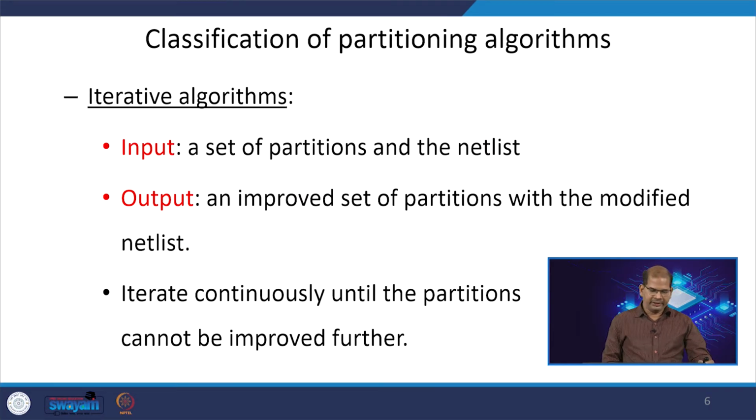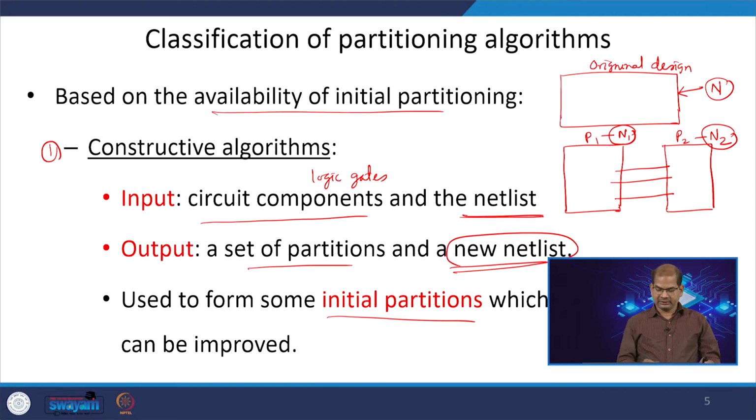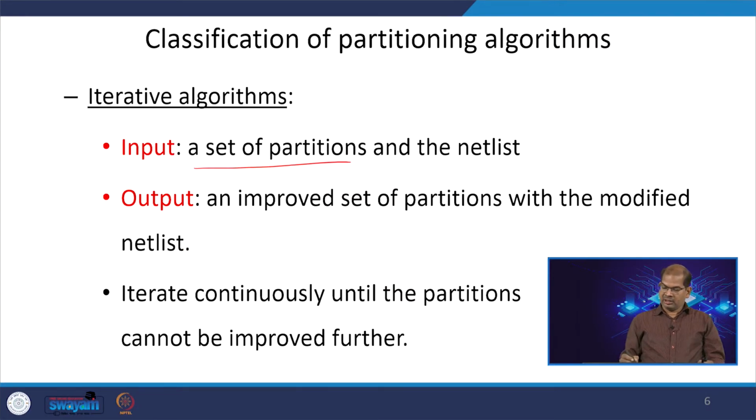Now, I have an iterative algorithm. The iterative algorithm takes a set of partitions, actually. Here it takes the set of logic components. So, that is the difference, and the netlist. Then what does it give you as output? It improves the set of partitions, the earlier partitions, and gives the new partitions with a modified netlist. So, each of the netlists is now modified.